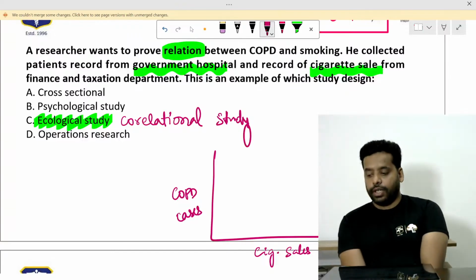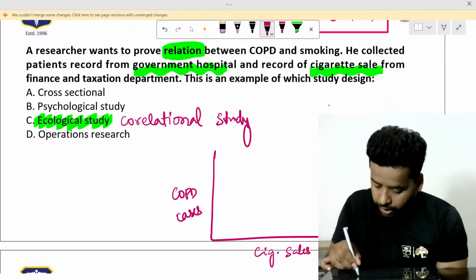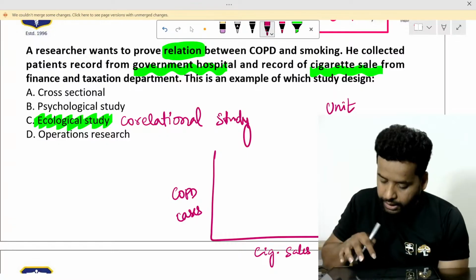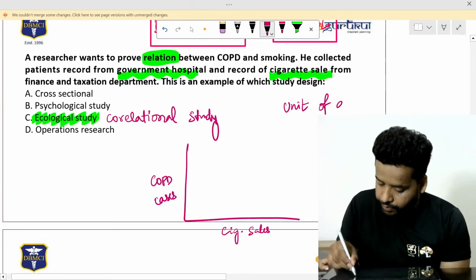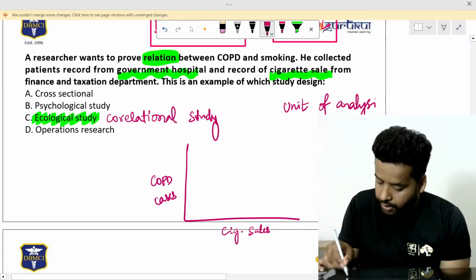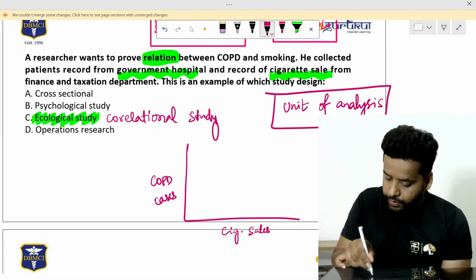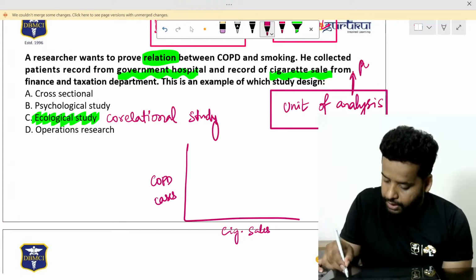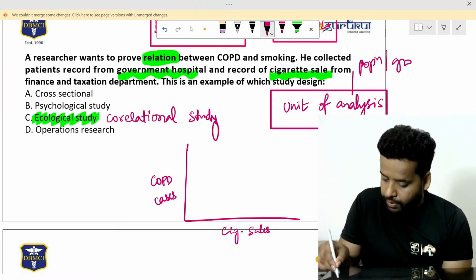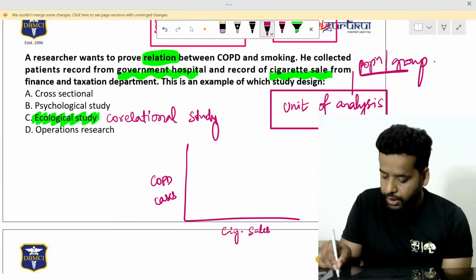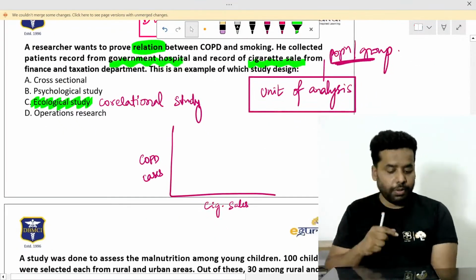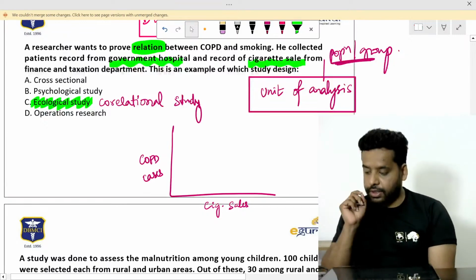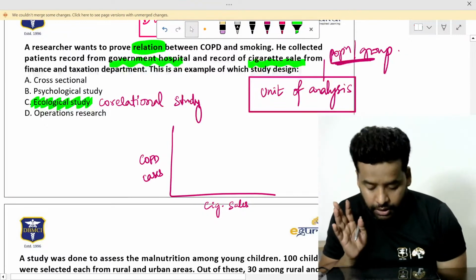What is the unit of analysis? This is what I want. Not secondary data as such. I want the unit of analysis. The unit of analysis will be at population level or group level. Doing correlation by checking the data at group level. This is very important. Two words should be there: correlation and doing the study at group level.